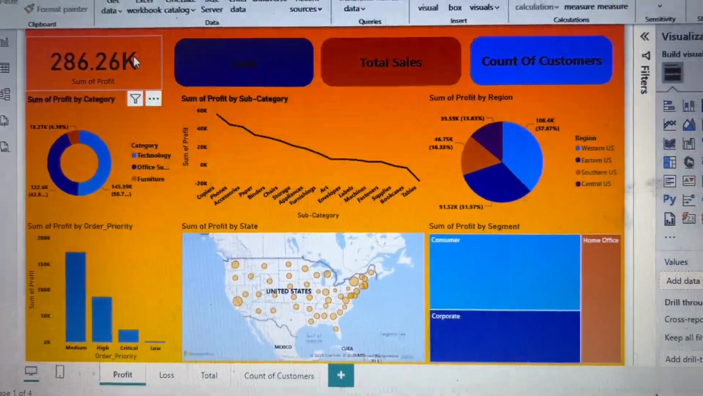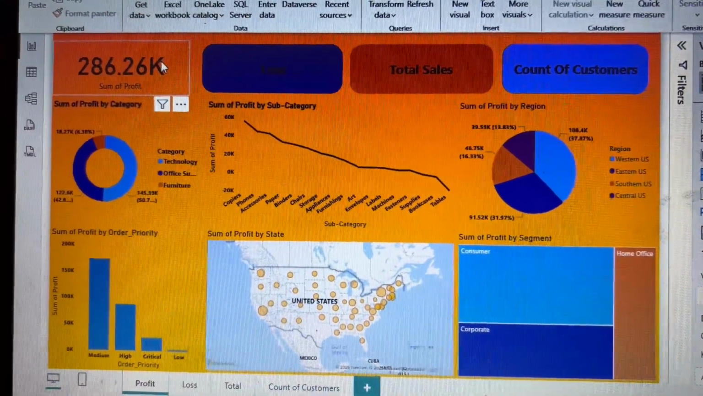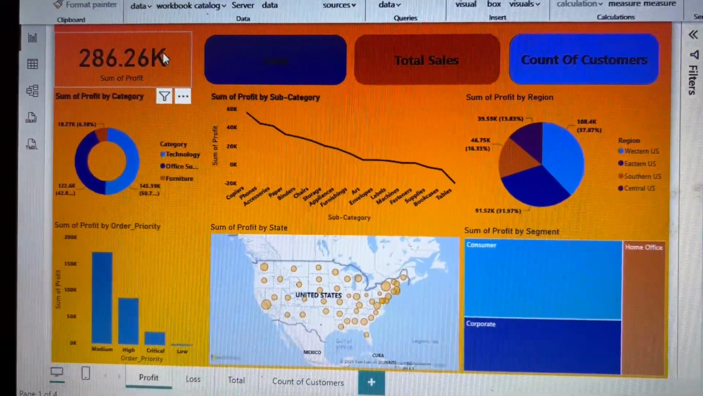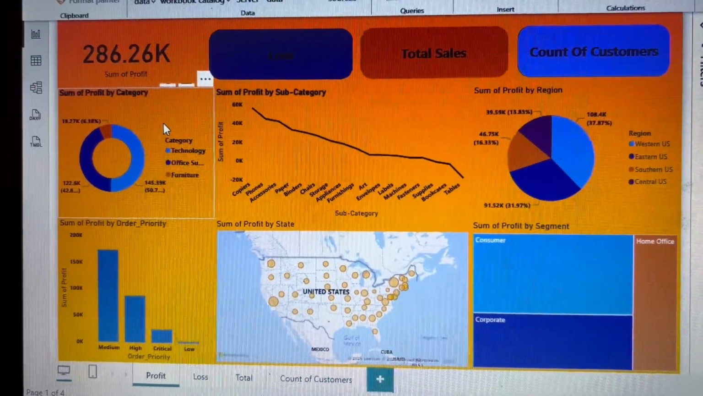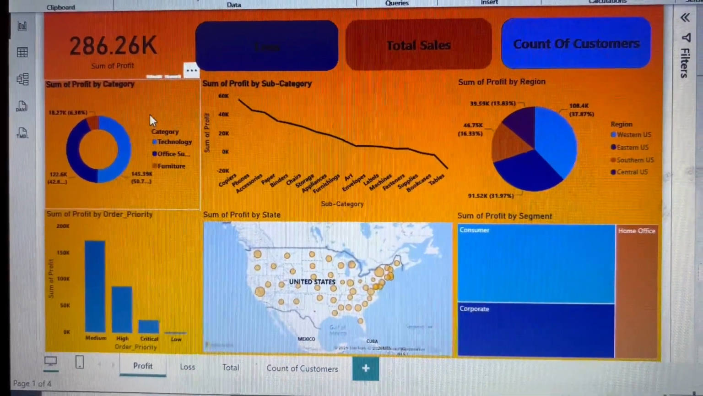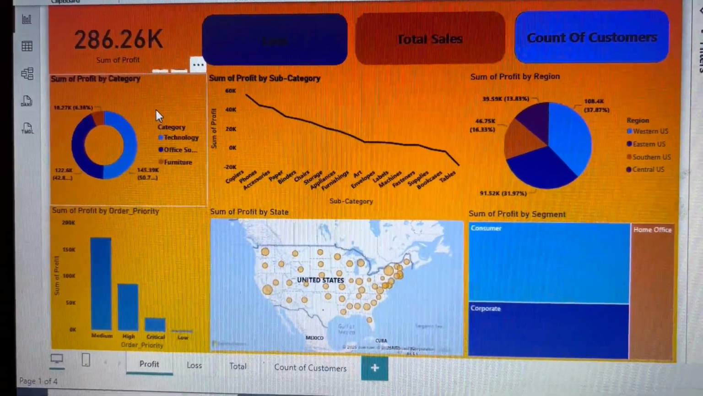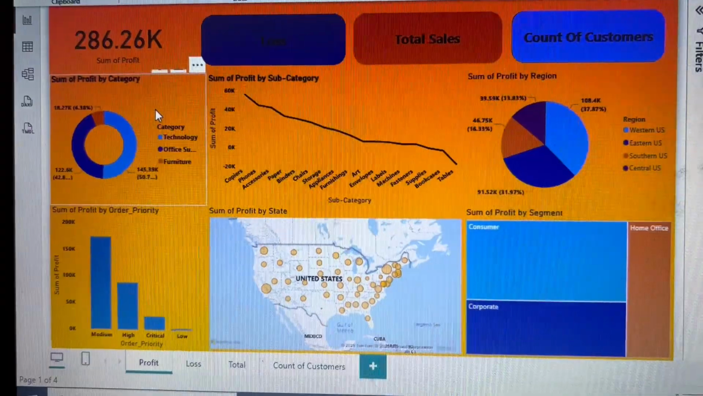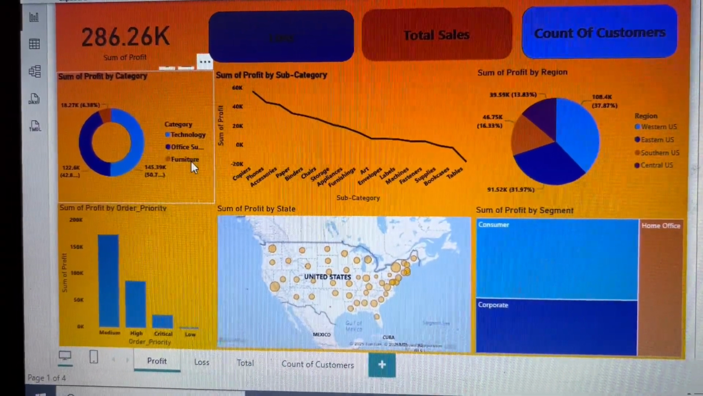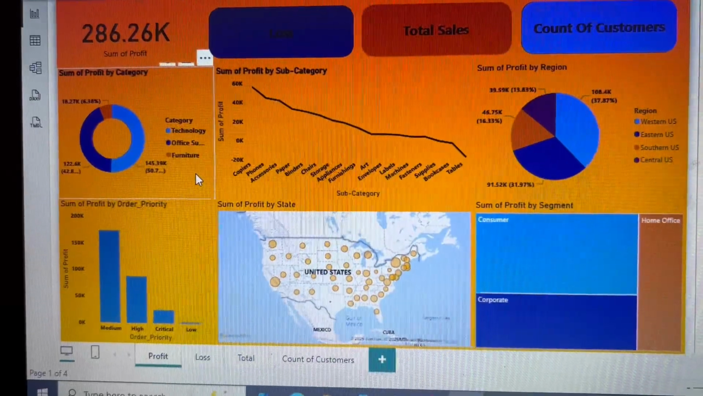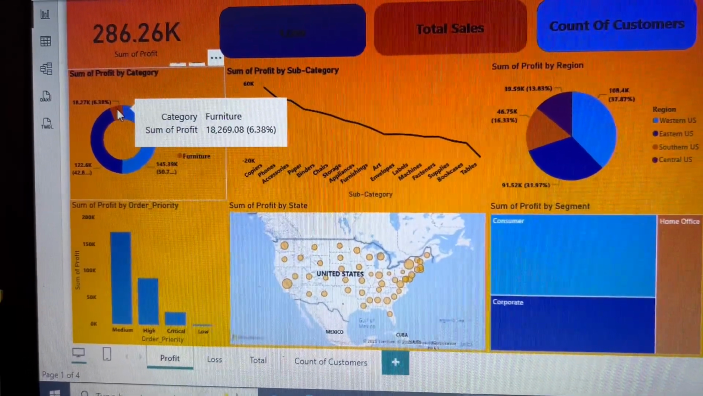Firstly, the card tells us how much is the sum of profit in total. How much did we win in profit? Then the charts. Firstly is the donut chart. This donut chart tells me the category by the profit. We have 3 categories: technology, office supplies, and furniture. I can see that technology is the most, then office supplies, then the furniture.